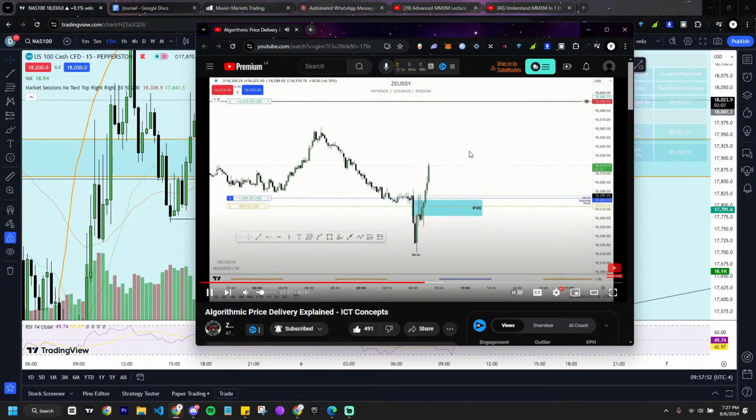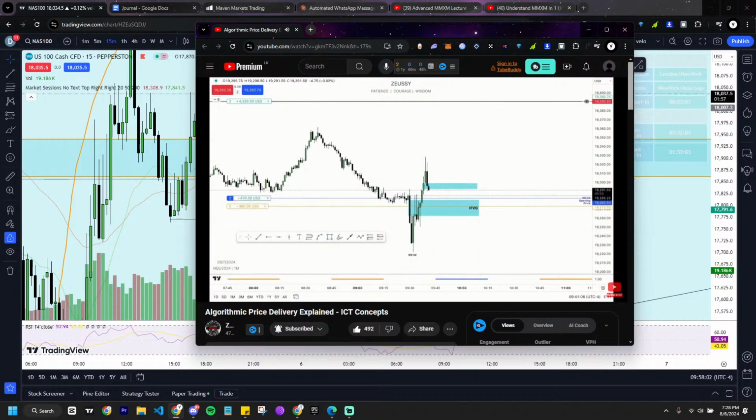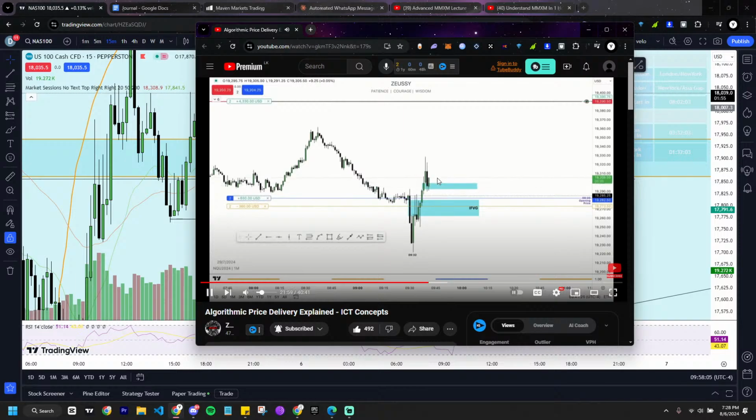Yeah, so this is like a market maker buy model right here. Goes up towards this swing high, then it retraces from that. It's pretty cool. Uses this fair value gap as a reaction, retraces higher.